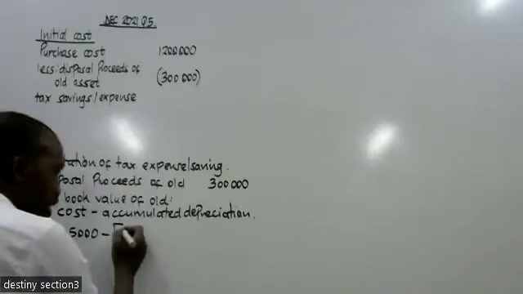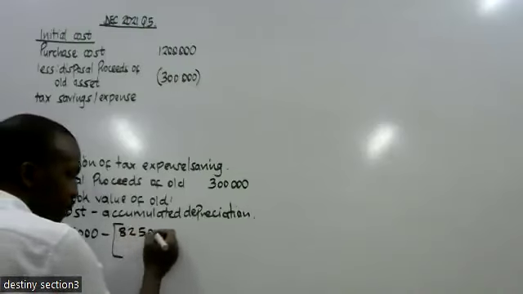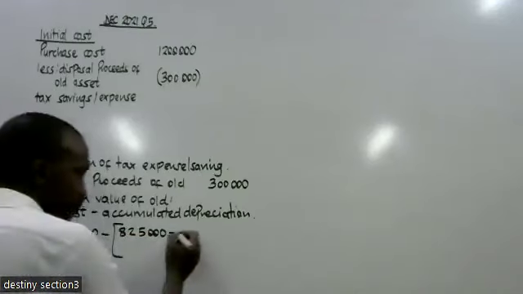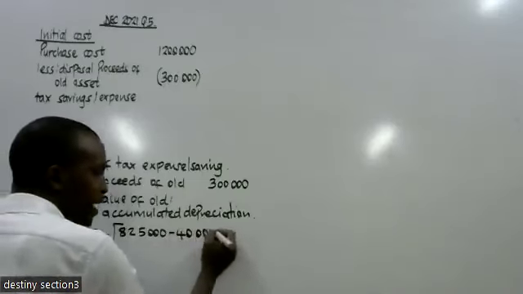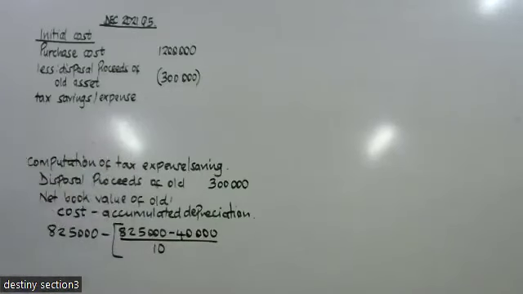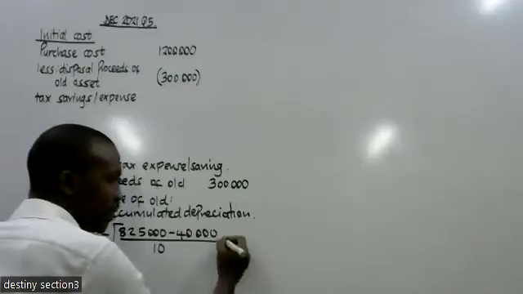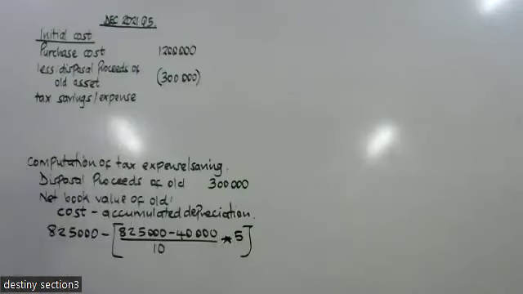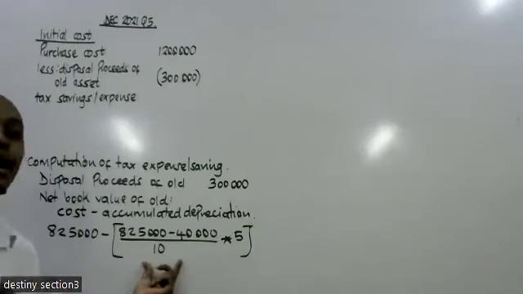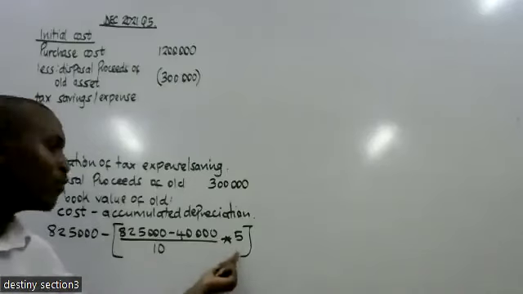The cost is how much? 825, minus your salvage value, they say how much? 40,000. You divide that by the useful life, which is how many years? 10. That is the depreciation per annum. But this asset has been put in use for how many years? For 5. So you multiply by 5, and that will give you your accumulated depreciation. So 825 minus 40 divided by 10 is the depreciation charge per annum. Then you multiply by the number of years it has been put in use.